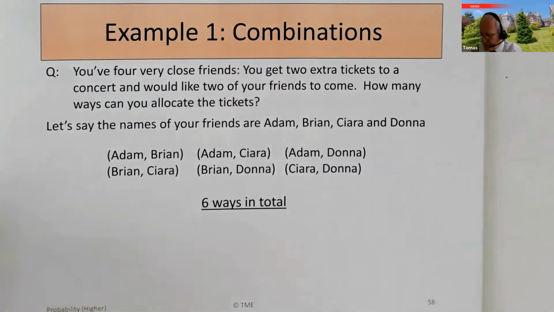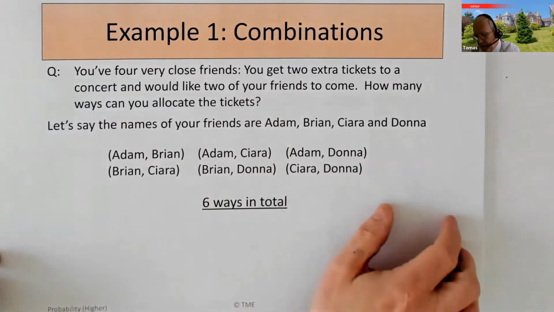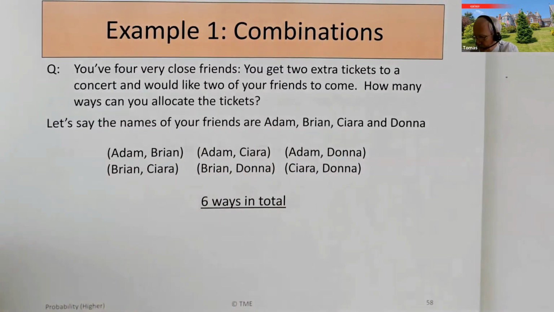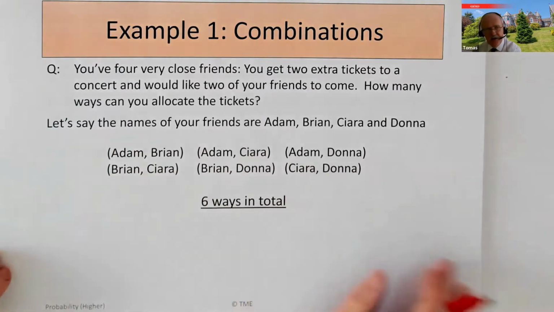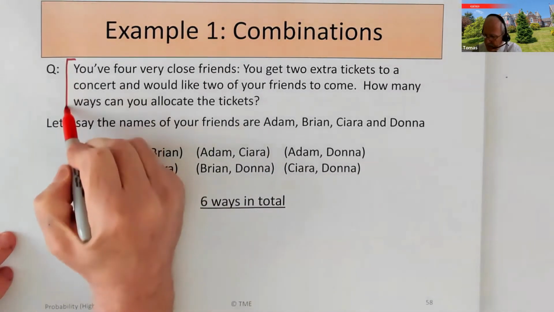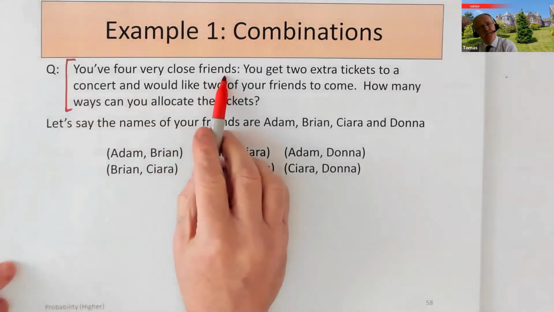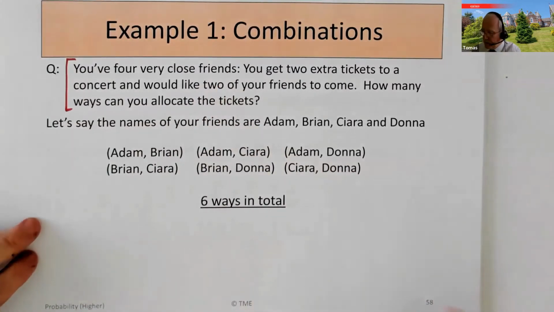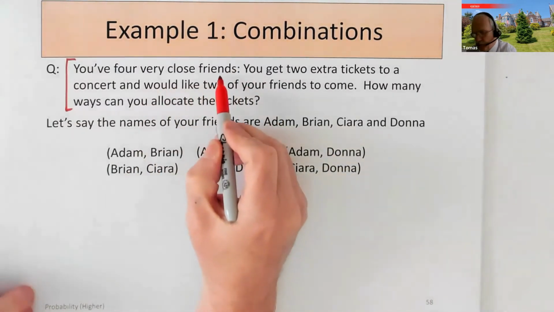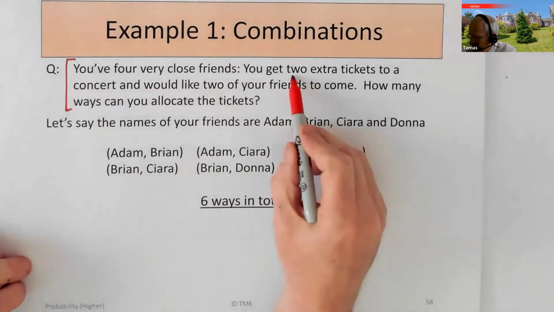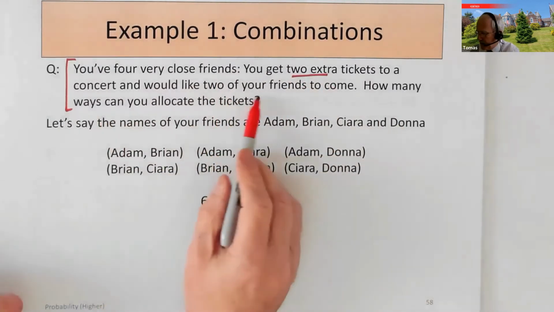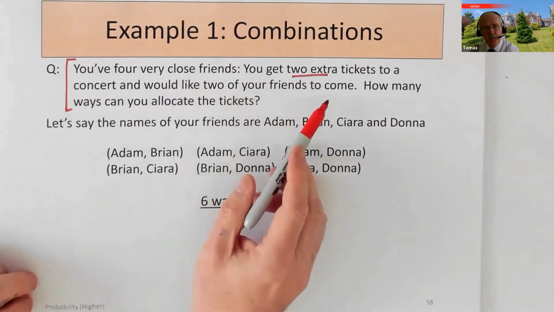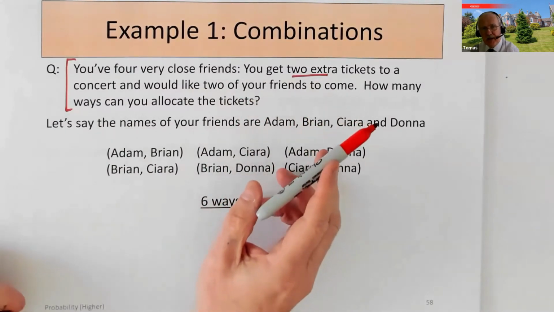Now, what I want you to do more than anything else on this question is just to think about how you would break it down and say, what's really going on here? How do I find out what the answers are? You have 4 very close friends. Well, you probably have hundreds, but let's imagine that these are the ones that you're closest to. You get 2 tickets for a concert and you would like 2 of your friends to come. How many ways can you allocate the tickets?